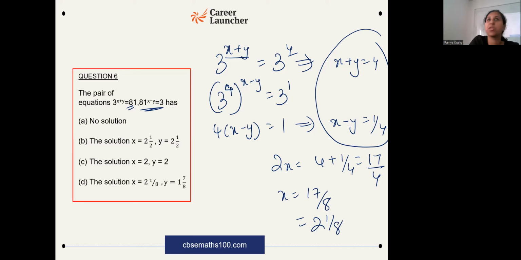If you look at the options, no need to calculate the value of y. Definitely the answer should be option D. Okay? Those of you who answered D, good. Now we'll stop with linear equations.